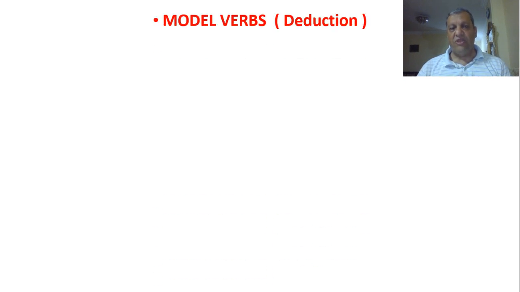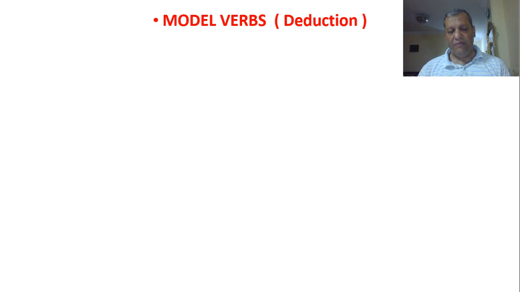We are going to explain together some important part of grammar. It's about modal verbs. We use the modal verbs for many things. One of these uses is deduction. What does it mean, deduction? Deduction means that you are nearly sure.